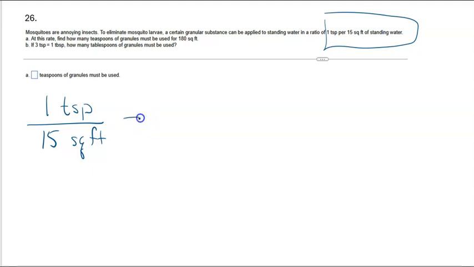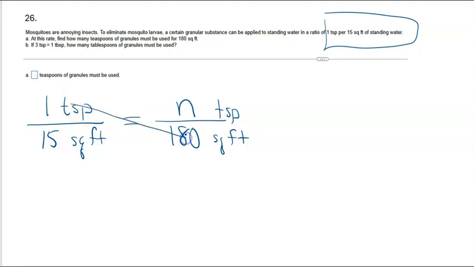Okay, now this is probably going to be a proportion problem. Now remember, if I set up a proportion, I need teaspoon on top and square feet in the denominator, just like it is in this ratio. So at this rate, find how many teaspoons. So we don't know the number of teaspoons, so I'm going to call that N. Of granules must be used with 180 square feet. How's that? All right, so this is going to answer part A. It did tell me what the part B question was. Good, and we could do that over here in just a minute. All right, so I cross product, right? So 1 times 180.